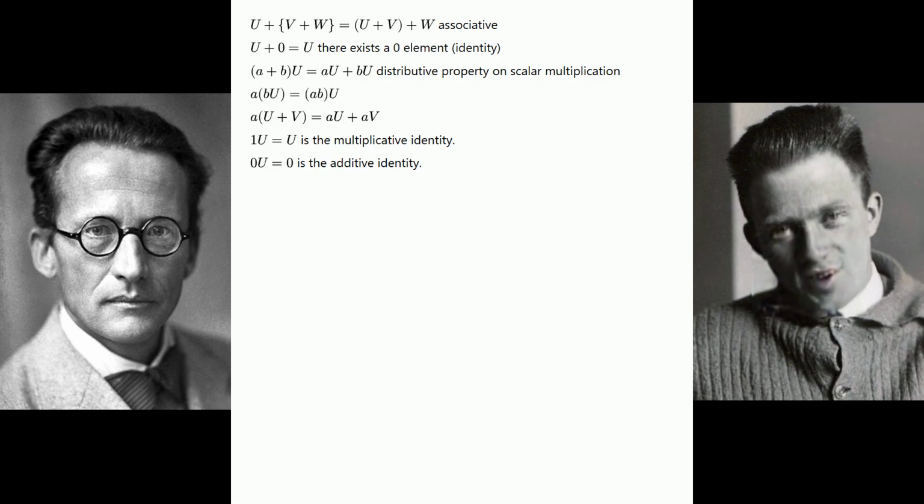(a plus b) times u equals a u plus b u, distributive property on scalar multiplication. a(bu) equals (a b) times u. a times (u plus v) equals a u plus a v. 1 u equals u is the multiplicative identity. 0 u equals 0 is the additive identity.